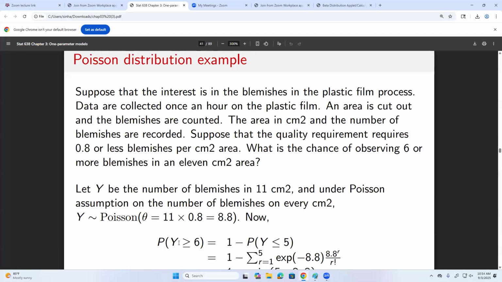Now suppose that the interest, this is one example, is in the blemishes in the plastic film process. Data are collected once an hour on the plastic film, and an area is cut out and the blemishes are counted. The area in centimeters squared and the number of blemishes are recorded. Suppose that the quality requirement is 0.8 or fewer blemishes per square centimeter.